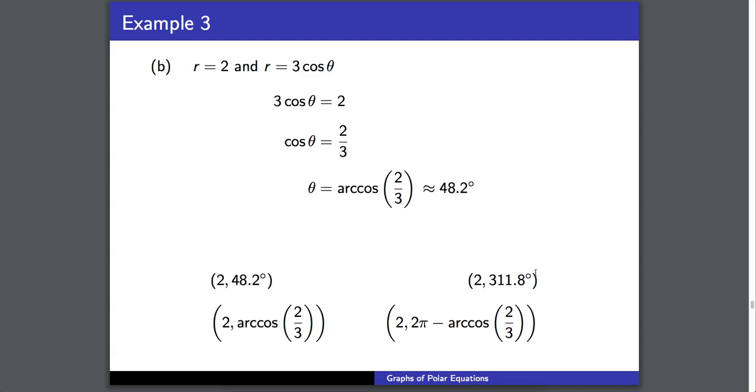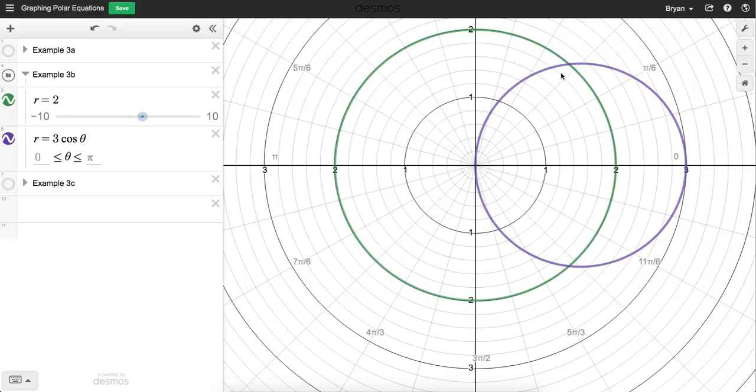For this second point, we got 311.8 by subtracting the 48.2 from 360. So its exact value in radians would be 2 pi minus the arc cosine of 2/3. So our second point has the polar coordinates 2, and then 2 pi minus arc cosine of 2/3. We would have gone 2 pi radians, but we had to backtrack that 48.2 degrees, or that inverse cosine of 2/3.